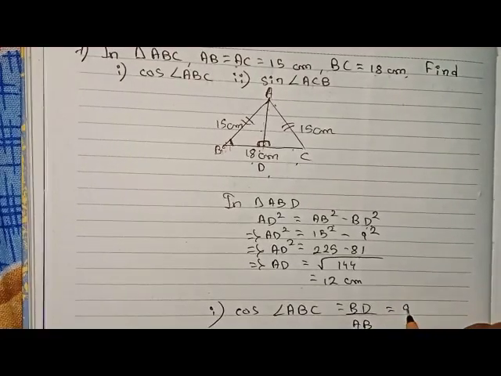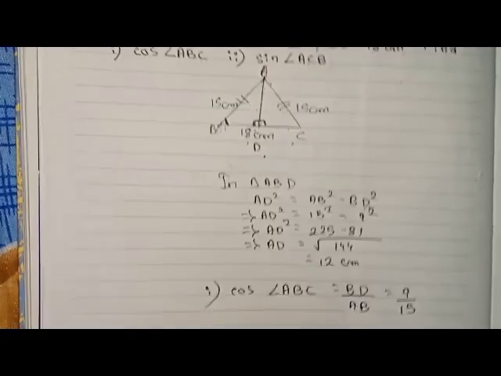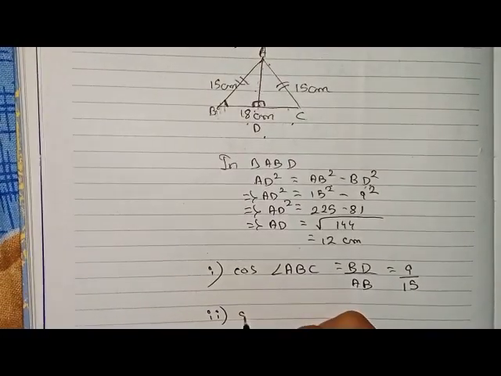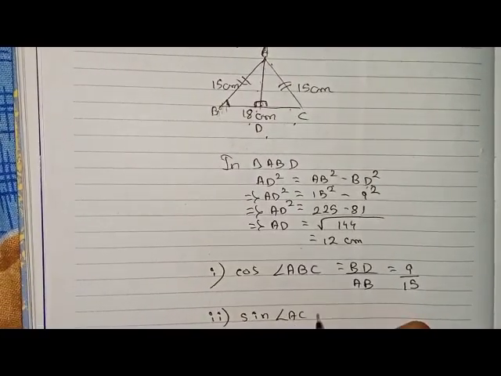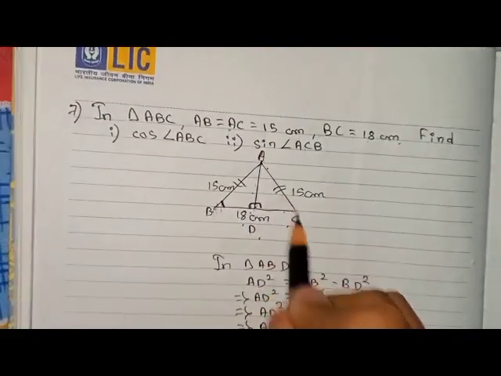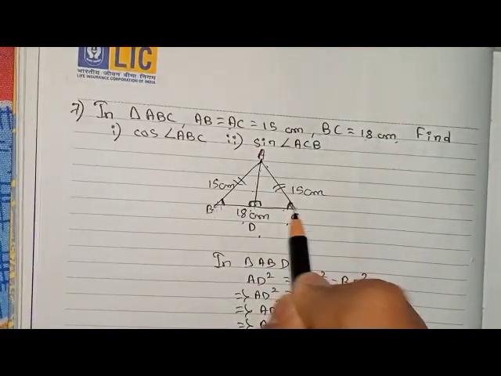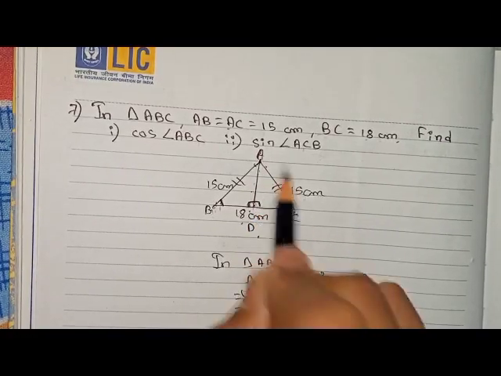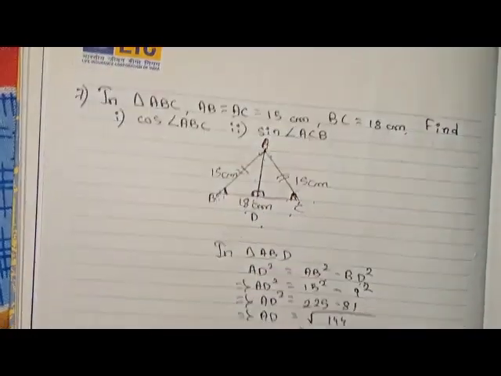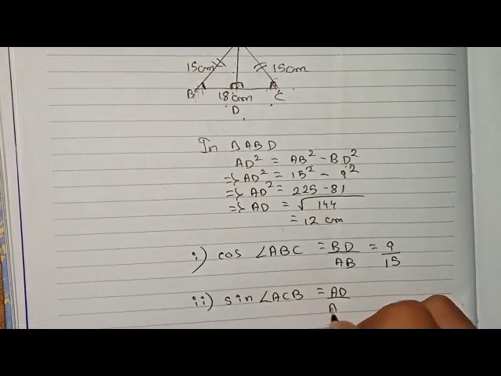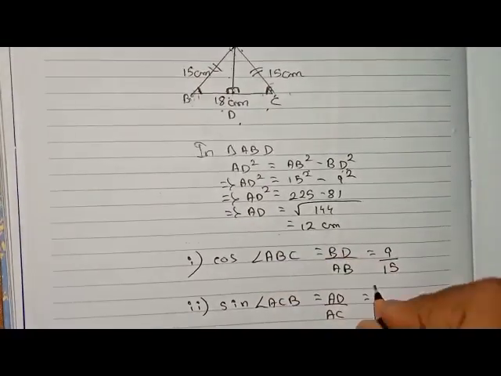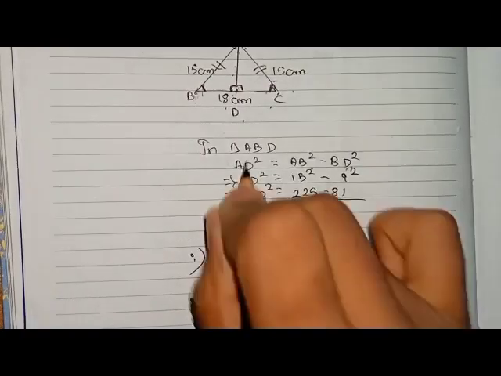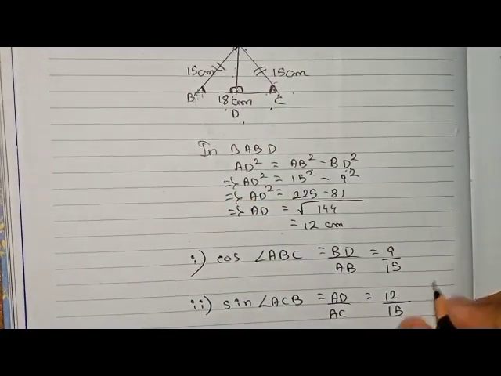So BD is our 9 and AB is our 15. Now second question, sine angle ACB. So this angle you have to find out now. Sine means height. Height is AD, the opposite side, and hypotenuse is AC. So AD by AC. So AD you have to find out, that is 12, and AC is 15.